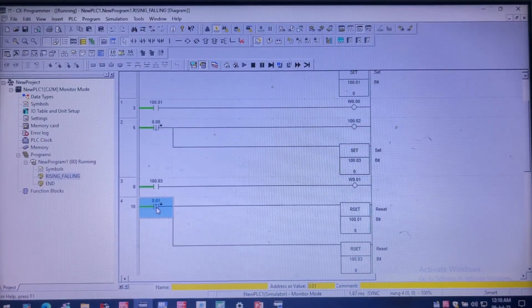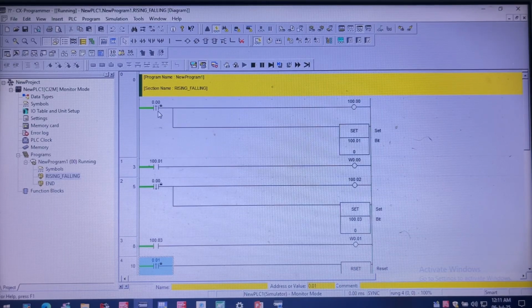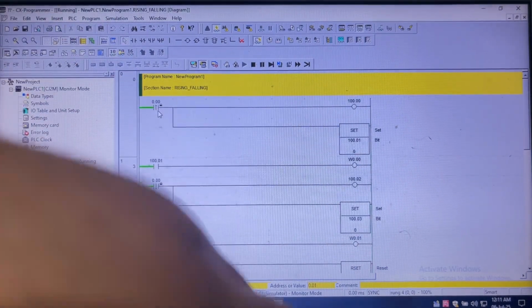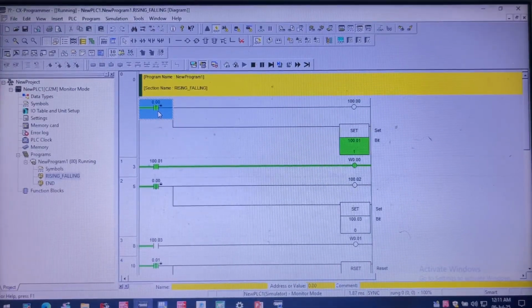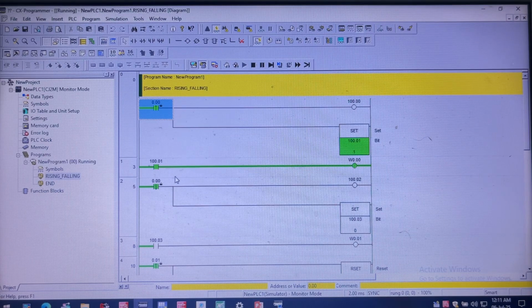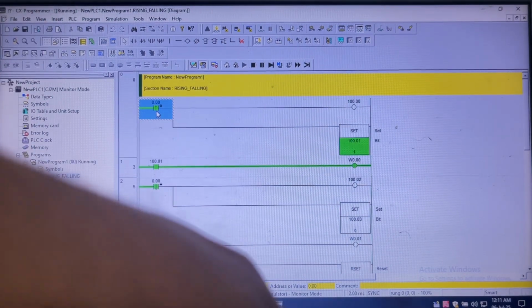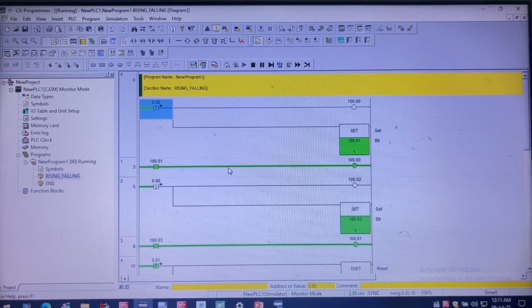Now use the first instruction: 0.00 goes from off to on, so this instruction is on. The first memory is on, the output 100.01 is on, the bit memory is on, and the work memory is also on. Now take an action to turn this off with Control+K. Now this is the second memory: the bit memory 100.03 is on, and the work memory is on.